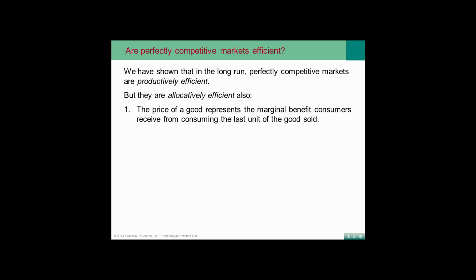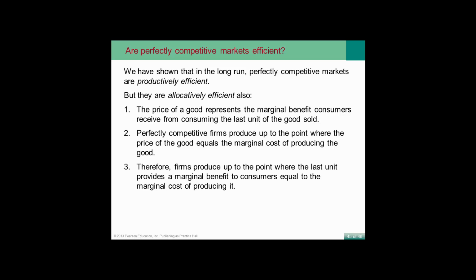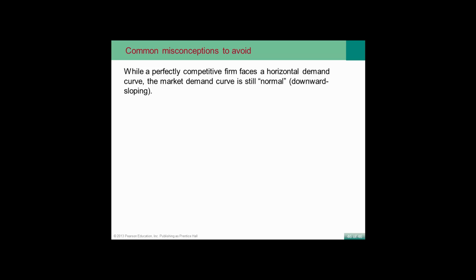We have shown in the long run that perfectly competitive markets are productively efficient, but they are allocatively efficient as well. The price of the good represents marginal benefit to the consumer from receiving the last unit of goods sold. Perfectly competitive markets produce up until the point where the price of the good equals the marginal cost of producing it. Therefore, the firms produce up to the point where the last unit provides a marginal benefit to consumers equal to marginal cost, or MB equals MC. Productive and allocative efficiencies are useful benchmarks against which to measure the actual performance of other markets.